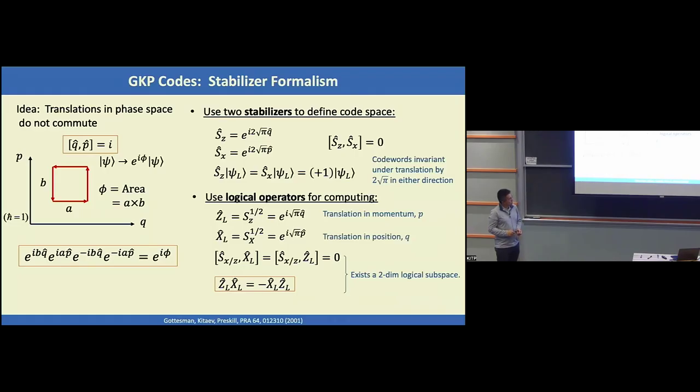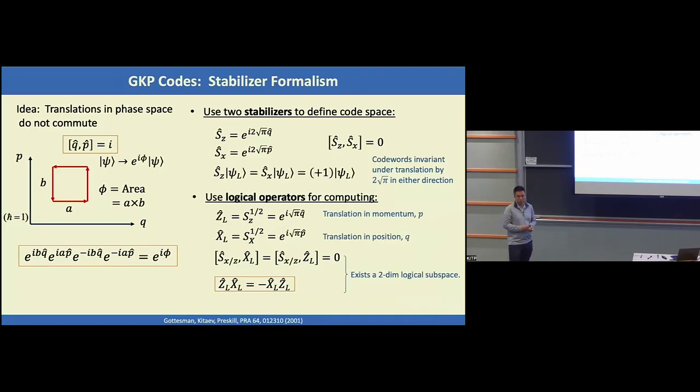which form a logical Pauli X and a logical Z. Okay, so that says there is at least a two-dimensional logical space in the system. And the argument is very similar to the toric code, but here it works for the continuous variable system.